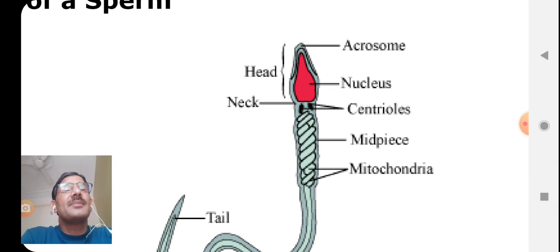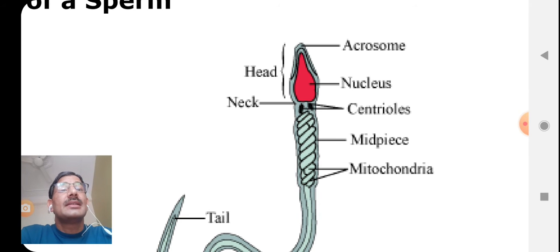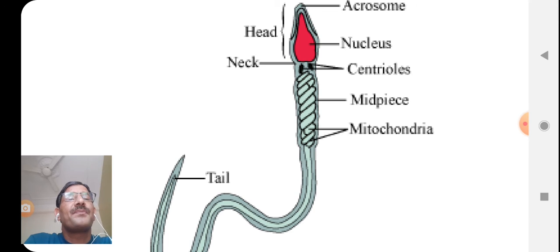It consists of enzymes which will help in dissolving the zona pellucida of the ovum or the secondary oocyte during fertilization. The nucleus, red colored, consists of the haploid number of chromosomes that come from the male parent. Behind that there are 2 centrioles in the neck region.